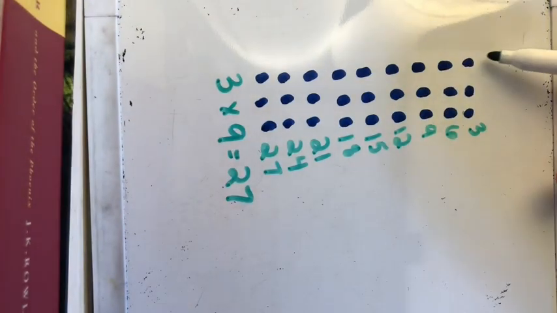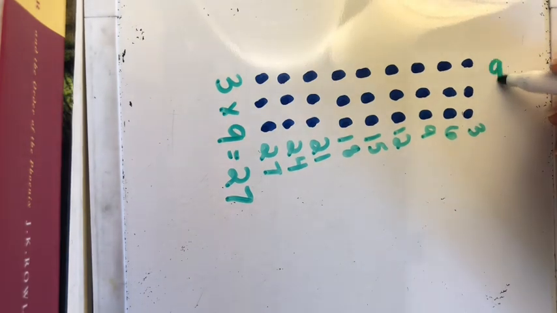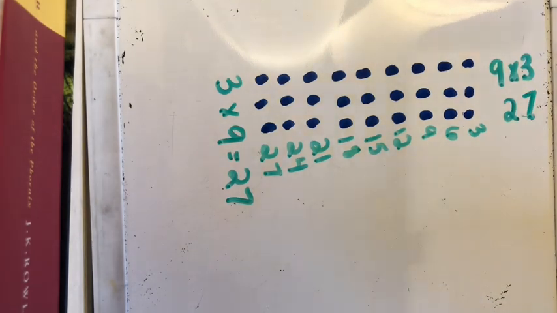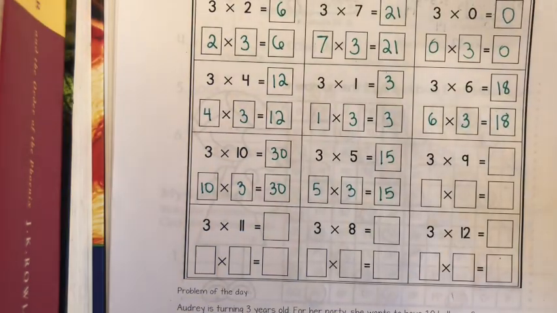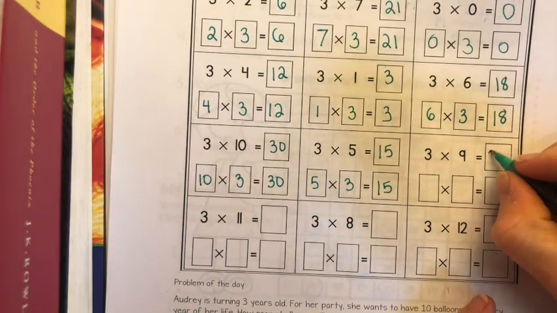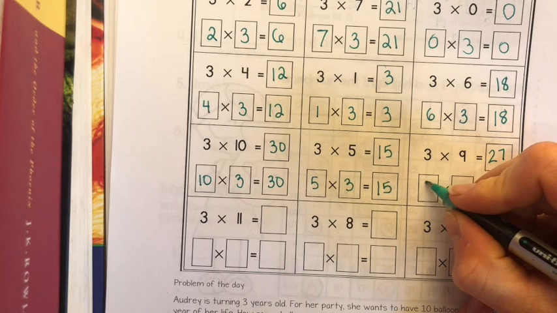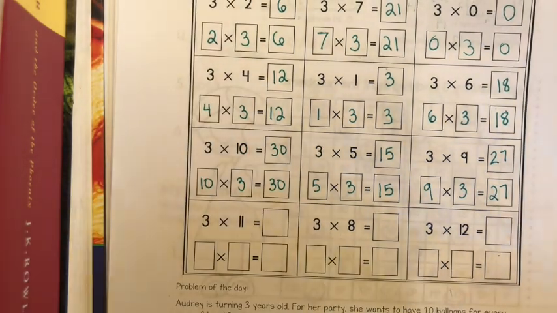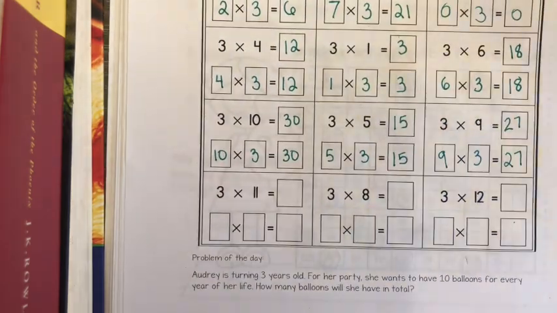Now, if I turn it on its side and I have groups of 9, 9 times 3, I ran out of room, but it's also 27. 24, 27. Okay. Okie dokie. Let's write that down, shall we? 3 times 9 is 27. 9 times 3 is 27. They're both 27. Okay. Oh my goodness.